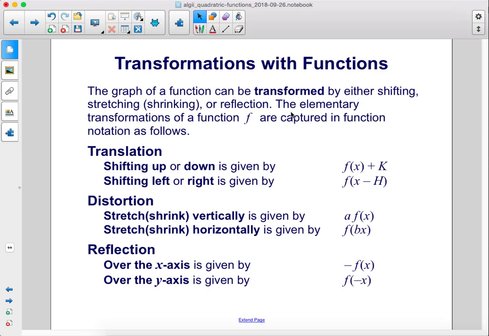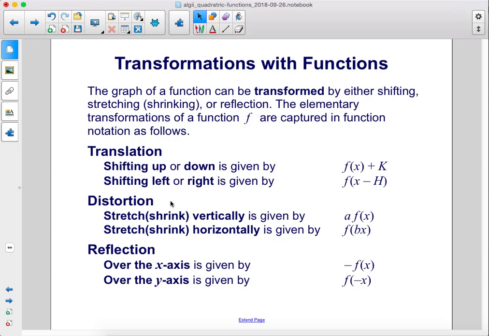Transformations. The graph of a function can be transformed by either shifting, stretching, shrinking, or reflection. The elementary transformations of a function f are captured in function notation as follows. Translation. Shifting up or down is given by f of x plus k. Shifting left or right is given by f of x minus h.